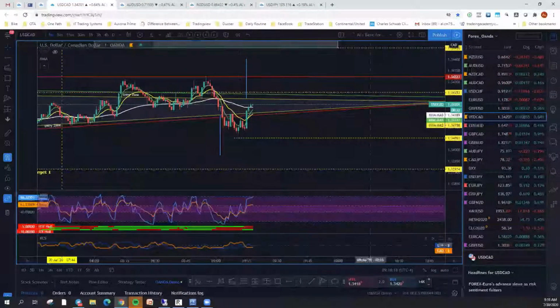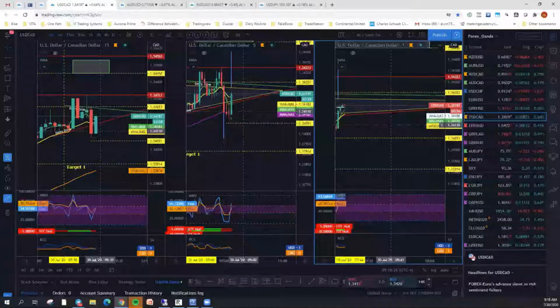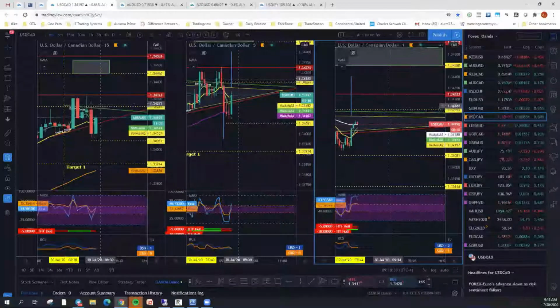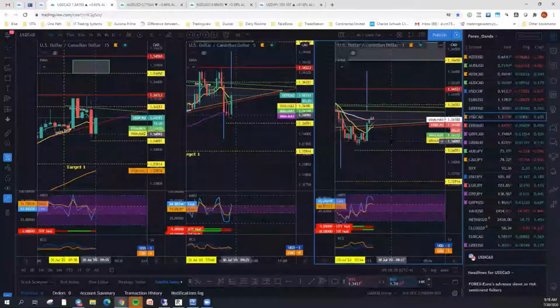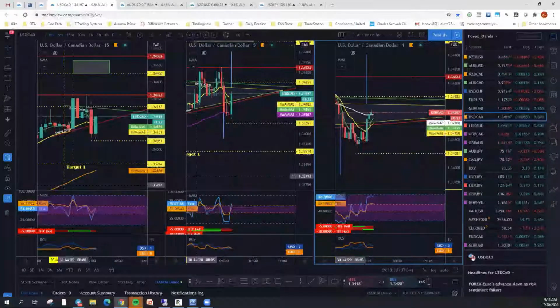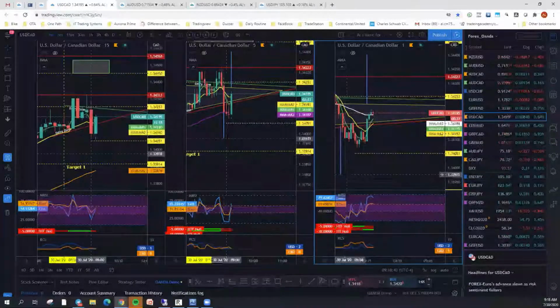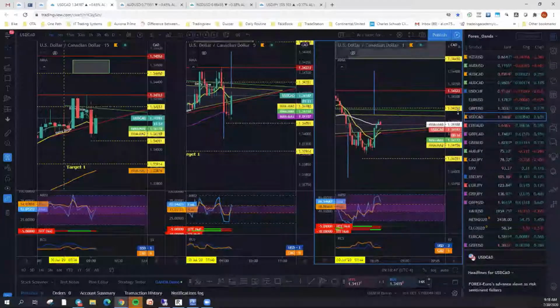So there's a battle going on between the US dollar and the Canadian dollar. There's a battle for last place right now. Which doesn't make this a real popular pair in my mind. There's no real winner right now. They're still kind of battling it out.